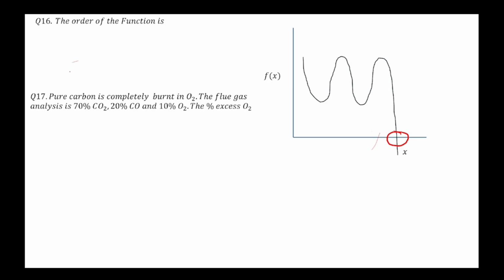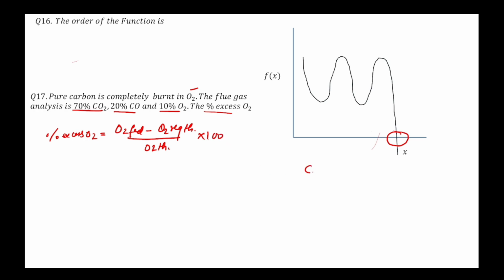Okay. This question. Pure carbon is completely burnt in O2. The flue gas contains 70% CO2, 20% CO, and 10% O2. Percentage excess O2; air is not there, so O2. Percentage excess O2 is equal to O2 fed minus O2 theoretically required, divided by O2 theoretically required. Theoretically required means required by the reaction.